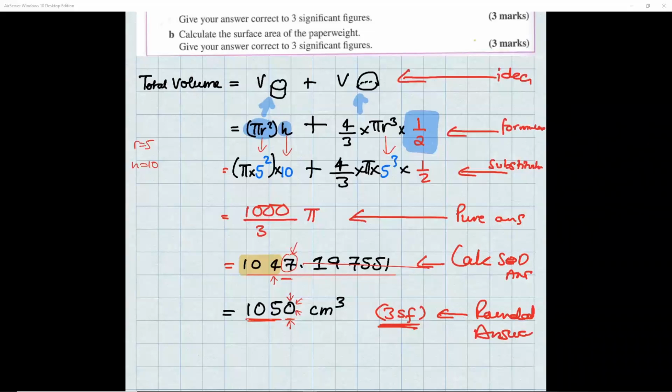Okay, so these are the layers of the work that you're going to be expected to do in the examination on your own. Idea, formulation, putting the values into the formulas, getting the pure answer, pressing the SD and writing the whole answer, then rounding it off, and then you finish with the price. 1050 is the price.